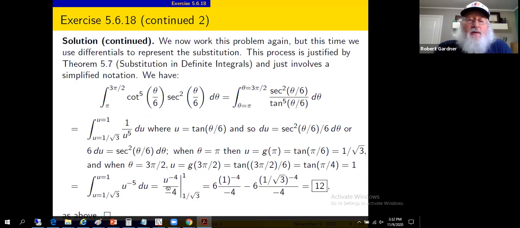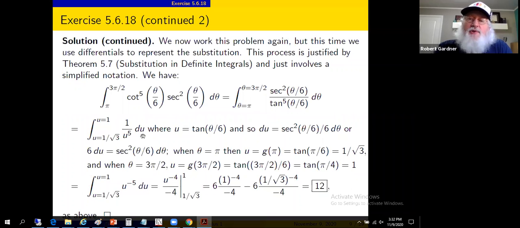And then anti-differentiate. Looks like I've dropped a 6 here. Where'd my 6 go? I should have a 6 out front. Another little typo. Should have a 6 out front, as well as a 6 here. There it is. It mysteriously reappears over here. But yeah, I dropped a 6.